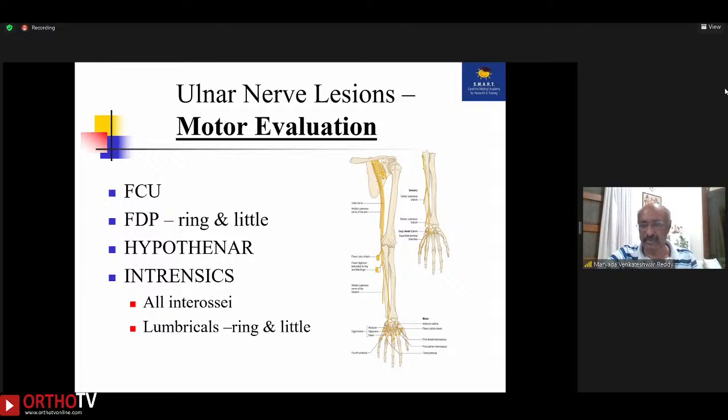Among the group of muscles, when you want to do a motor evaluation, you can examine FCU, you can examine FDP, you can examine hypothenar all as one group. Individually, it is difficult. Maybe you can examine the flexor little finger, and then you need to examine the intrinsics. So this is the standard.